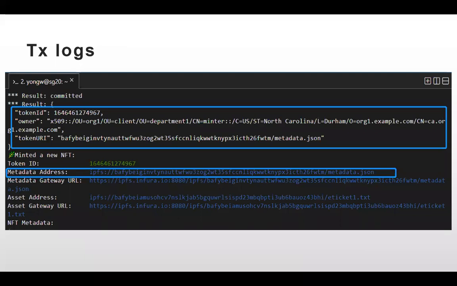Okay, this is the transaction log. We address it again for the transaction log. You can see the metadata address, which is the unique address in IPFS if we are using the same setting. And also the metadata address means the token URL above. You can see it's very similar. The same, not only similar, actually the same.